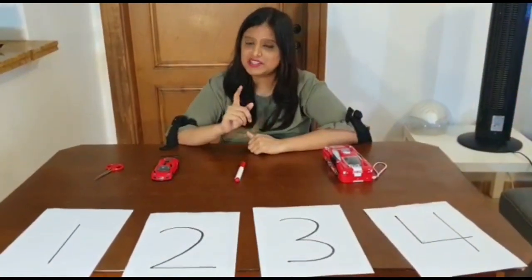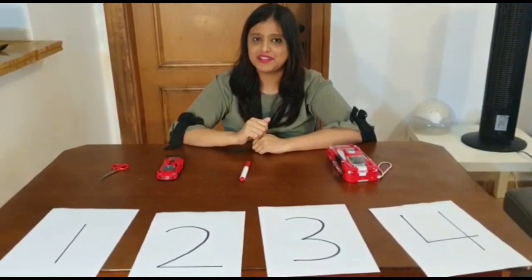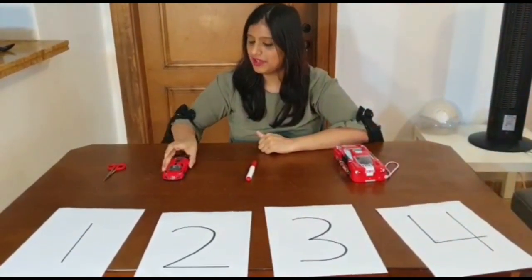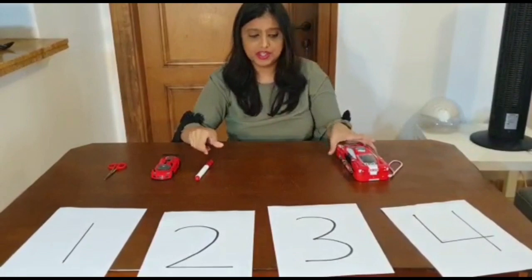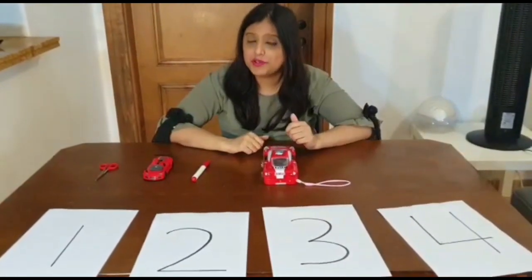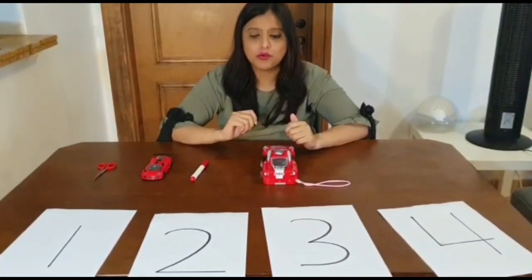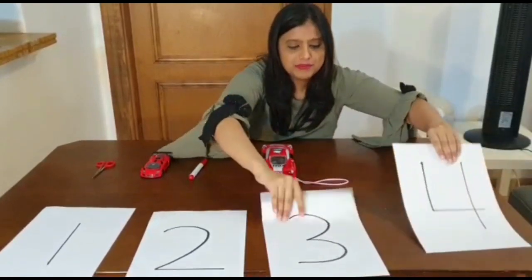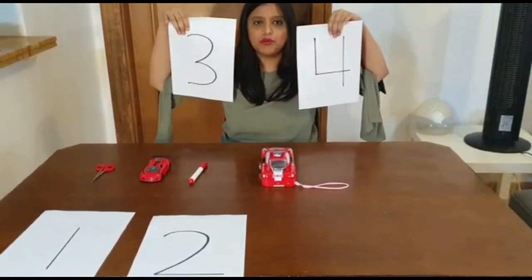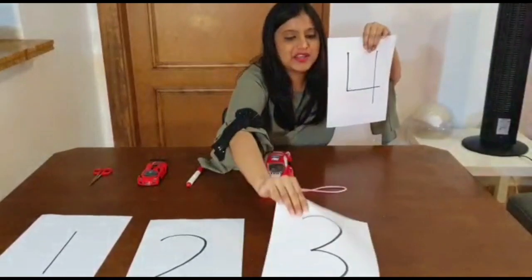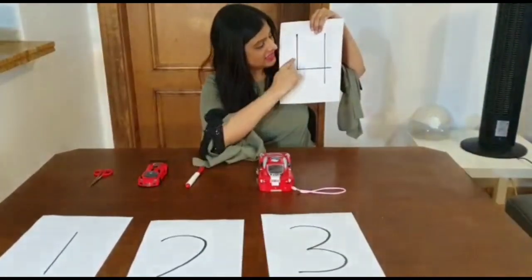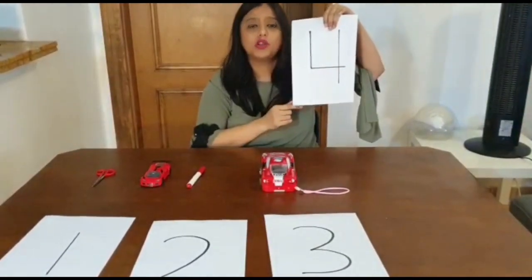Now children, let us once again count the objects that are red in color. 1, 2, 3, 4. So how many objects are red in color? 4 objects. Now tell me, which is the number 4 in this? Yes, you are right. This is how the number 4 looks like.